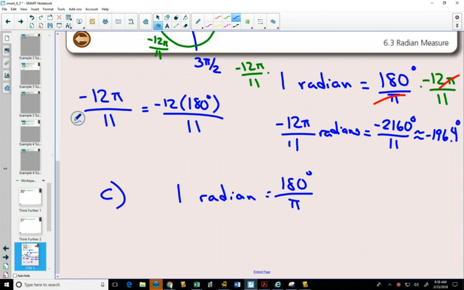I want to find 7.5 radians. In this case, there's no pi on this side. So if I want to find out what 7.5 radians is, I would need to multiply by 7.5. So I'm going to need to multiply this side by 7.5. I'll go to my calculator. And we get 429.7 degrees.